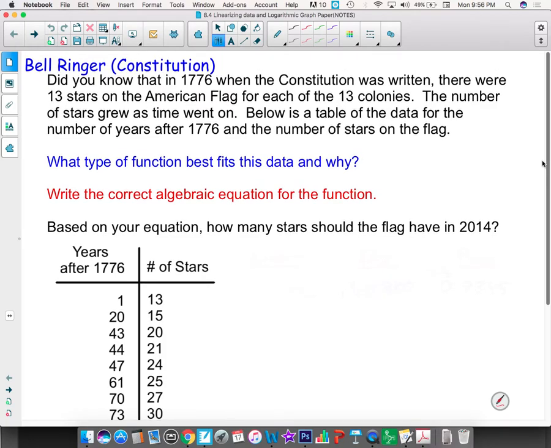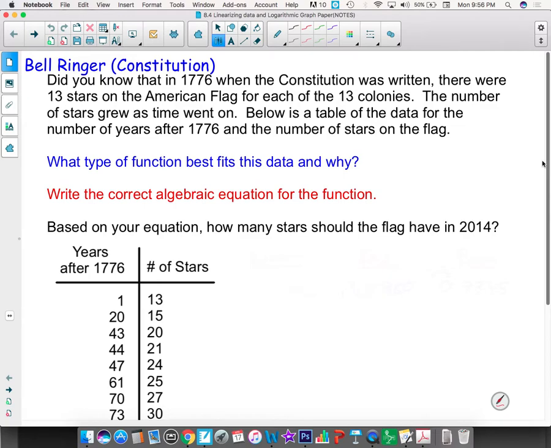So going through this, did you know that in 1776, when the Constitution was written, there were 13 stars on the American flag for each of the 13 colonies? You should learn that in history class. The number of stars grew as time went on. Below is the table of the data for the number of years after 1776, the number of stars on the flag. What type of function best fits this data and why? Write the correct algebraic equation for the function. Based on your equation, how many stars should the flag have in 2014?